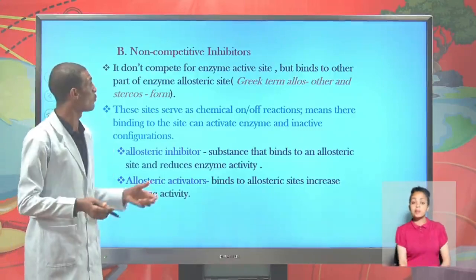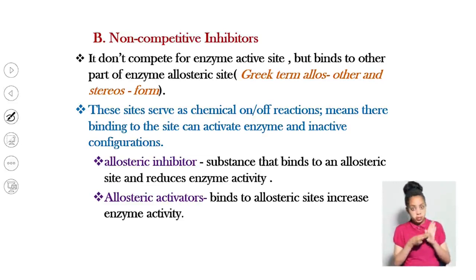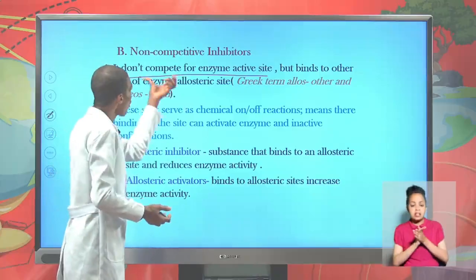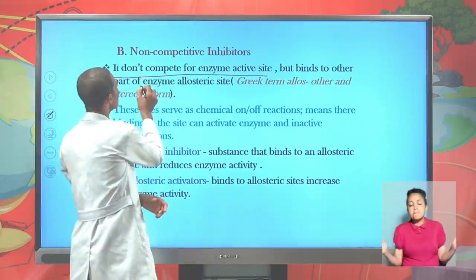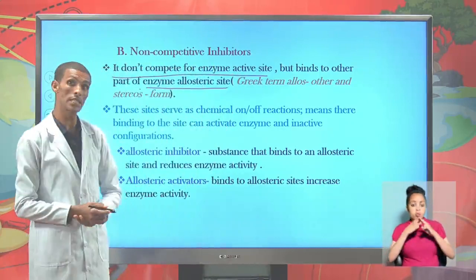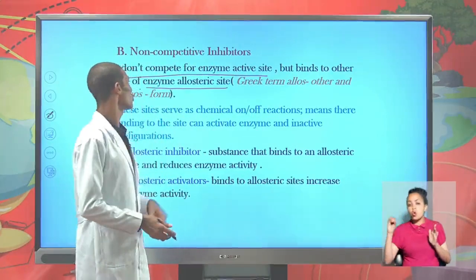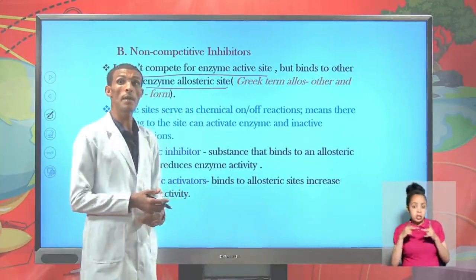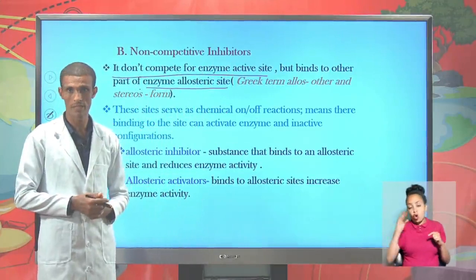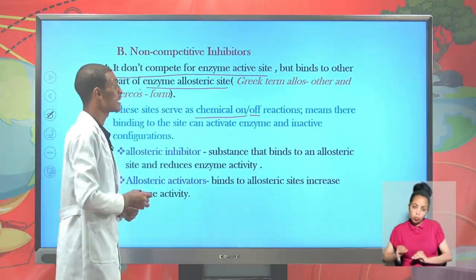Another type of reversible inhibitor is the non-competitive inhibitor. When we say non-competitive inhibitor, it doesn't compete with the substrate for the enzyme active site. There is no complementary shape between the enzyme active site and the substrate it catalyzes. But it binds to another part of the enzyme, which we call the allosteric site. Allosteric comes from the Greek terms allos, meaning other, and stereos, meaning form or shape. Binding to this other site of the enzyme may turn the rate of the reaction on or off. It can activate the enzyme's catalytic activity, or it can deactivate or reduce it.